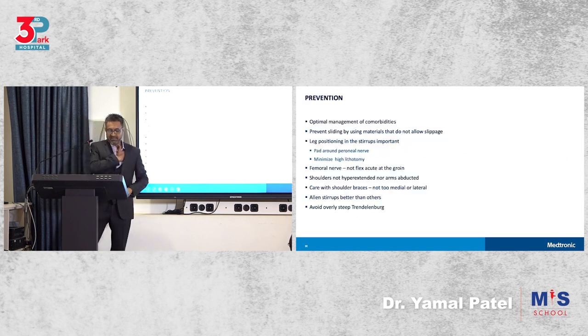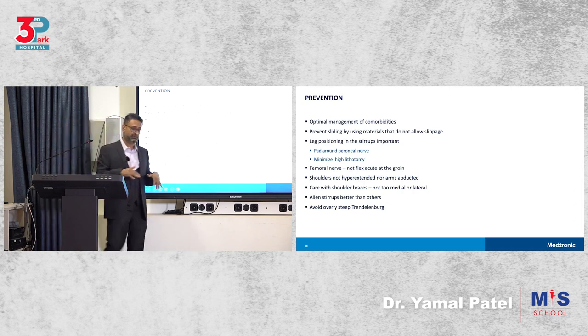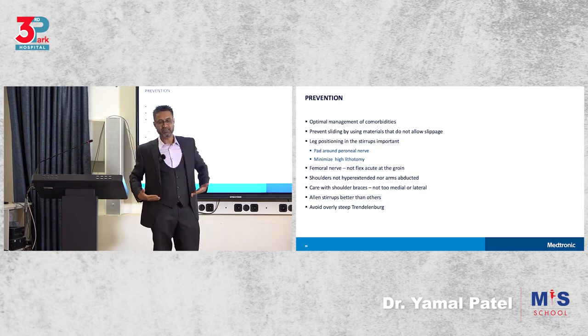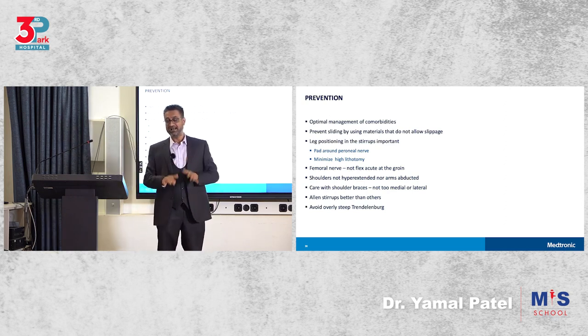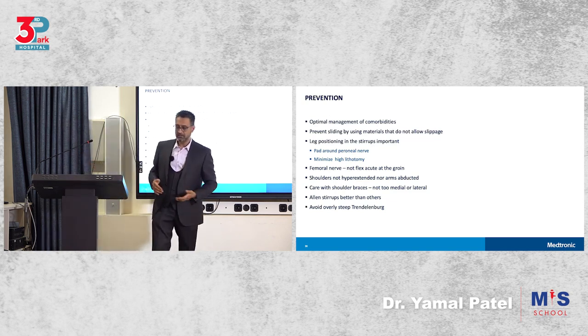To prevent injuries, these are important points. Number one, prevent sliding by using materials that do not allow slipping. So when you're doing head low, have some shoulder support, maybe have a strapping, have a non-slip mat so that the patient is not sliding off the table.